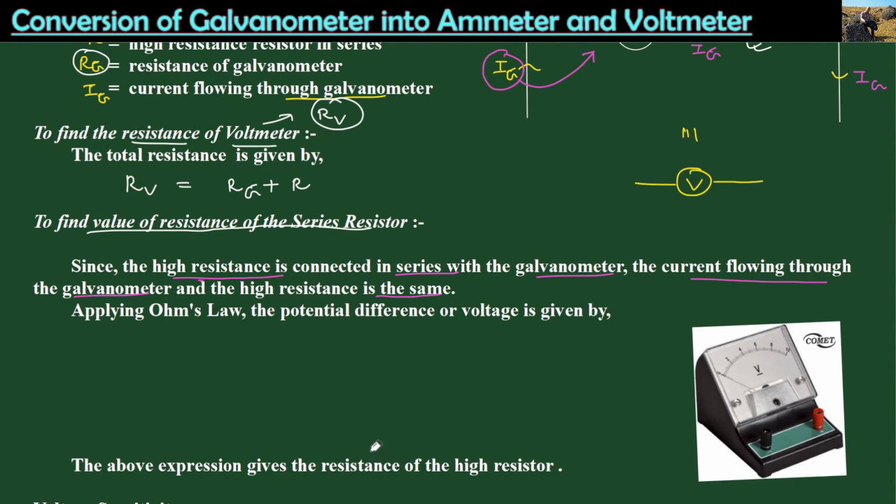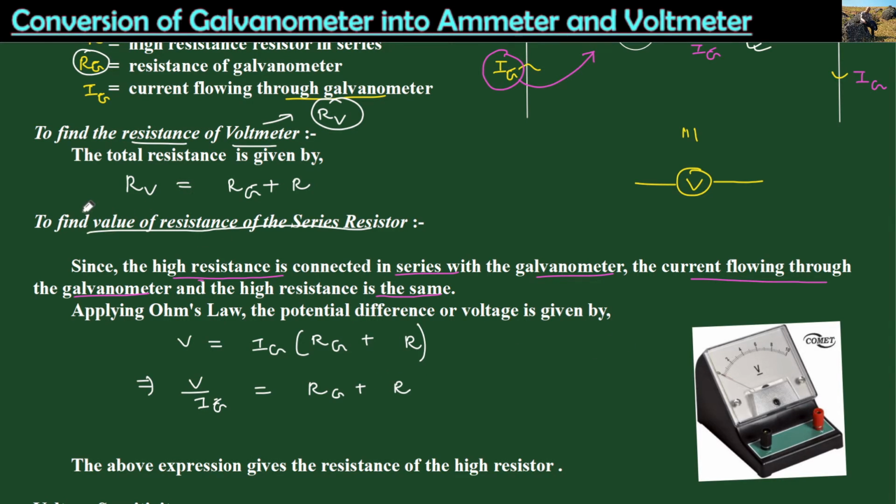Using Ohm's law, the potential difference V of the voltmeter will be equal to Ig, then within bracket we have the resistance of the galvanometer and the resistance of that high resistor. So from here, if we solve the math, we will get V divided by Ig, cross multiply this side, and we'll have this to be Rg plus R.